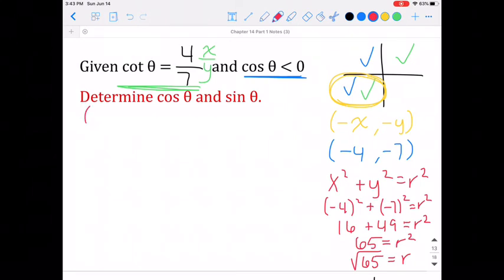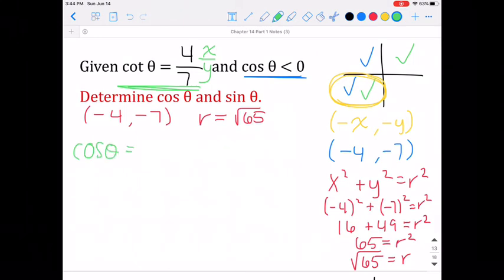So our point is -4, -7. Our r value is radical 65. And using this information, we can determine the cosine of theta and the sine of theta. So cosine of theta, again, is x over r. So that's going to be -4 over radical 65. You always have to rationalize if there is a radical in your denominator.